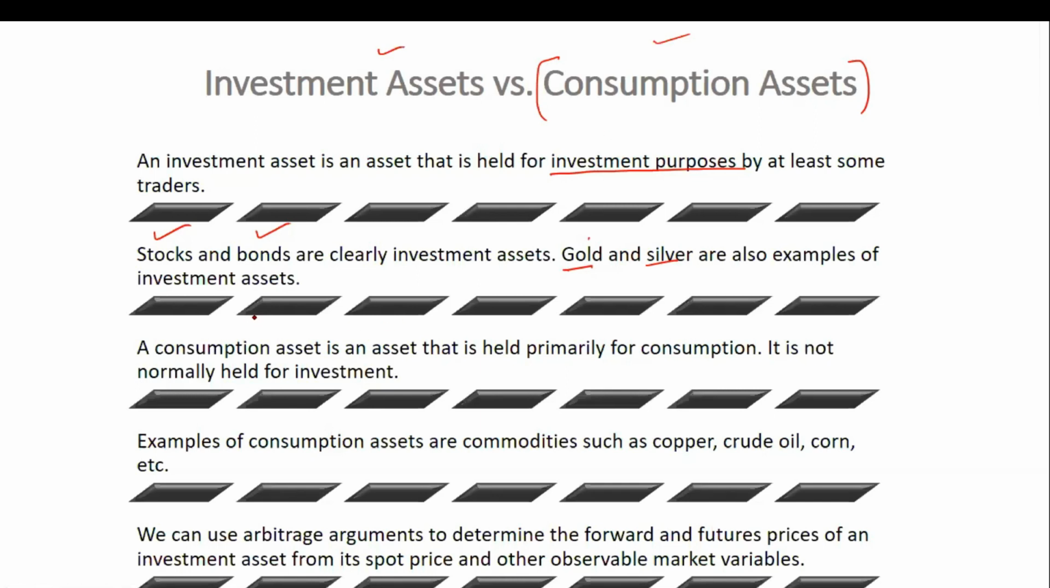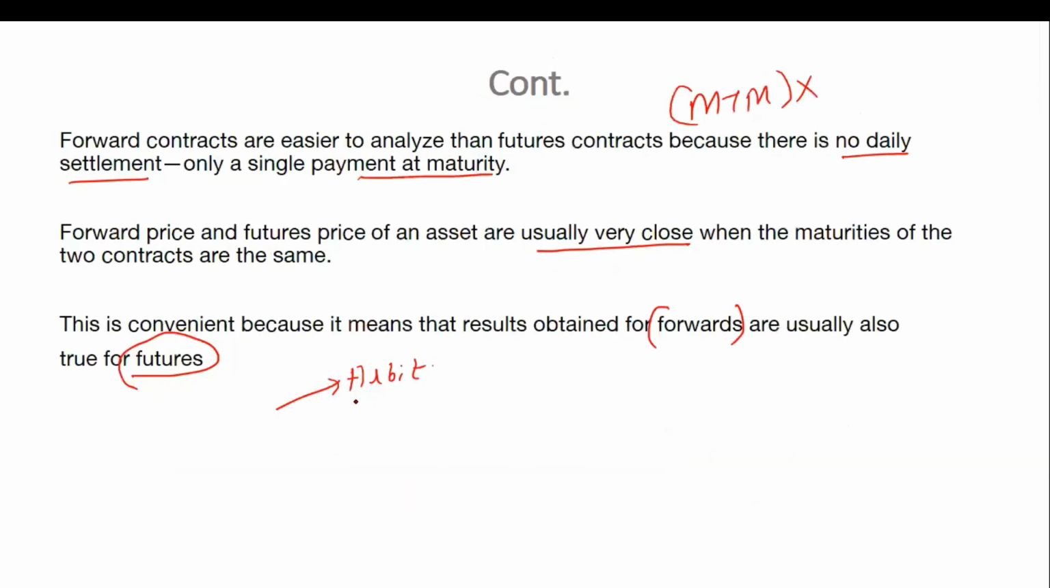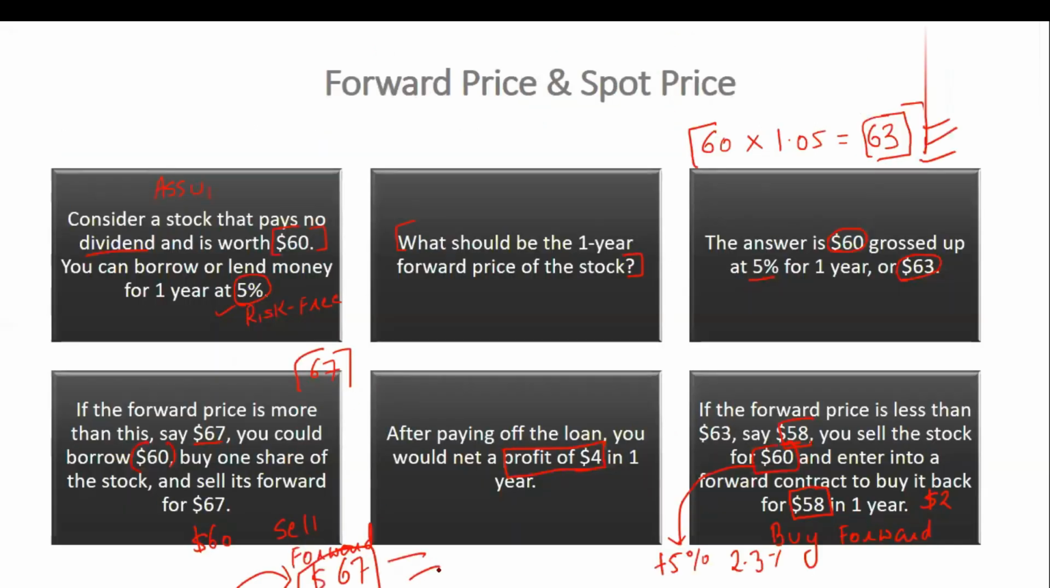A consumption asset on the other side is purely for consumption purposes, right? For example, your copper, your crude oil, your corn, etc. I'm not saying that people do not do trading on these, but mainly these are consumption assets. Now, why do we need to differentiate between these two assets? Because we can use the arbitrage argument, the one which I showed you in the first slide, the arbitrage opportunity.